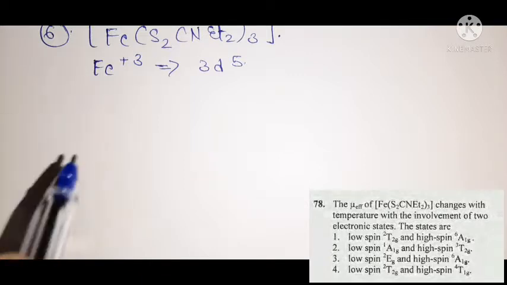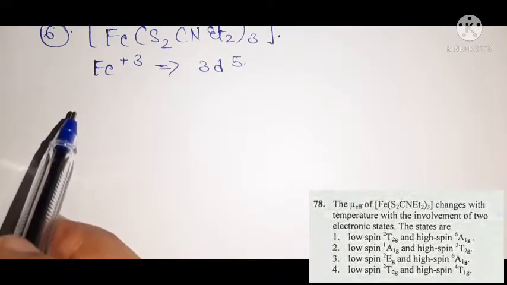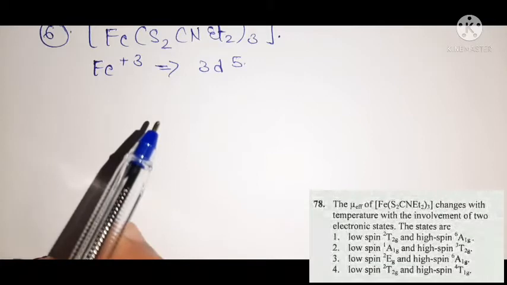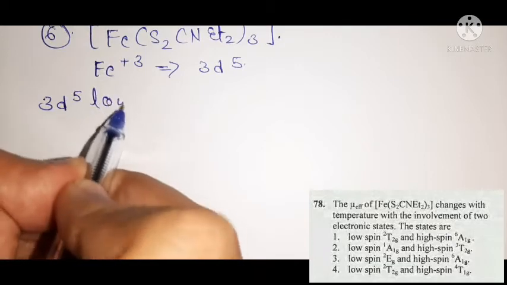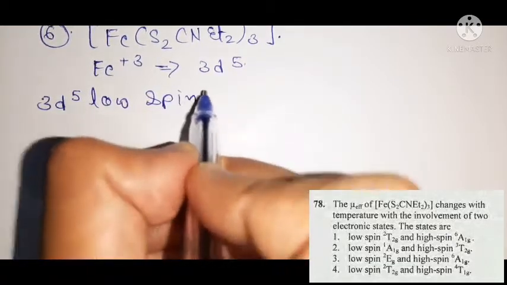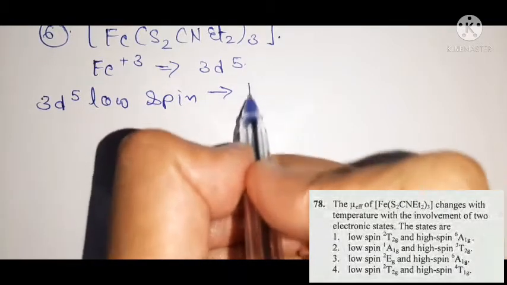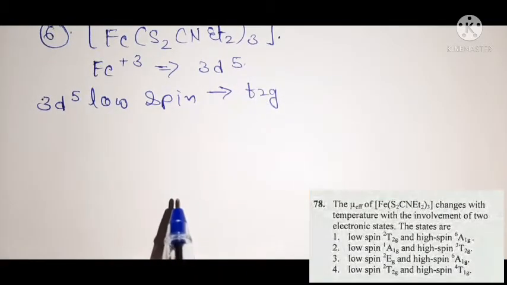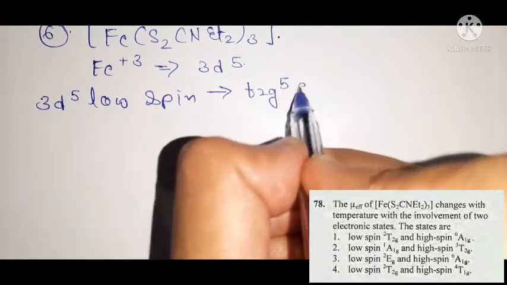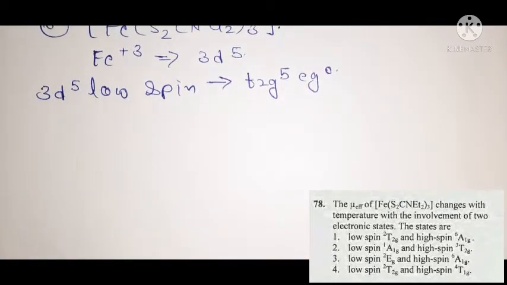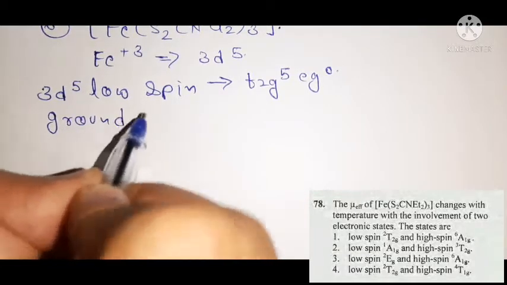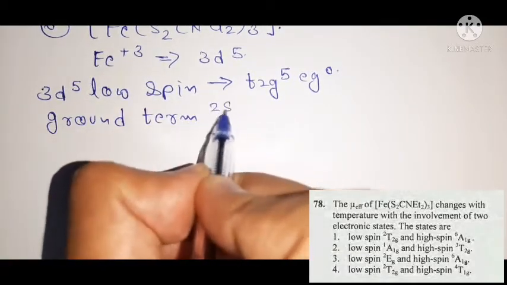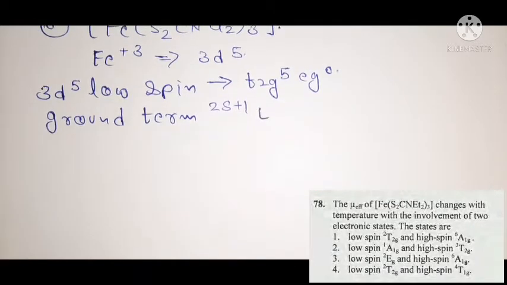Okay, in this question, first of all we must find the term related with high spin or related with low spin, then we find for high spin. Okay, so for 3d5 low spin states, the electronic configuration for 3d5 low spin will be t2g5 eg0. Okay, that means all 5 electrons are present in the lower t2g orbital. Okay, and for this electronic state, the ground term, we know the formula for ground term, that is 2S plus 1 L.